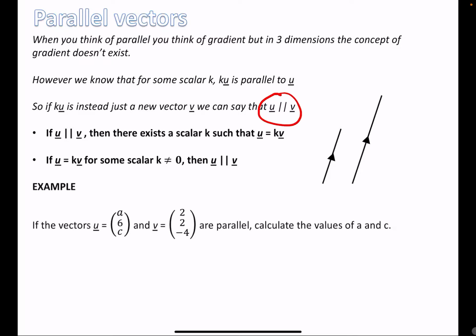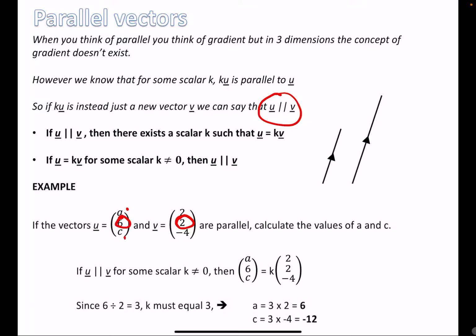So if the vectors u and v are parallel, calculate the values of a and c. So what this is telling us is that there is some scalar, some number k, okay, that exists, that when we multiply one of these vectors by that number, we will get the other vector. So what we're looking at here is, because a and c are both in this vector, the only thing that we can use to connect them are the 6 and the 2. Okay, because we're told that they're parallel, we know that we've multiplied one of these vectors by this number k to give us the other vector, okay? So as long as k doesn't equal 0, then a, 6, c will equal k times by 2, 2, minus 4.